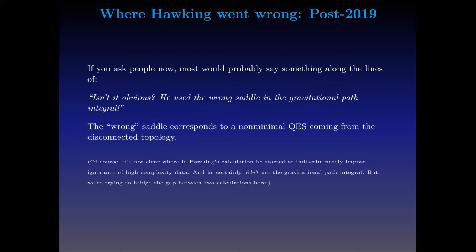Now, if you ask people now where Hawking went wrong, people will probably say something along the lines of, isn't it obvious? He used the wrong saddle in the gravitational path integral, where by the wrong saddle, we mean the non-minimal quantum extremal surface that comes from the disconnected topology. Now, of course, there's a caveat here, which is, it's not clear where in Hawking's calculation he just indiscriminately started to impose ignorance of high complexity data. And he also didn't use the gravitational path integral. So neither one of these is really pinpointing for us, aha, this is exactly the place where Hawking omitted something. But we're trying to bridge the gap here, so really any insight is valuable at this point.